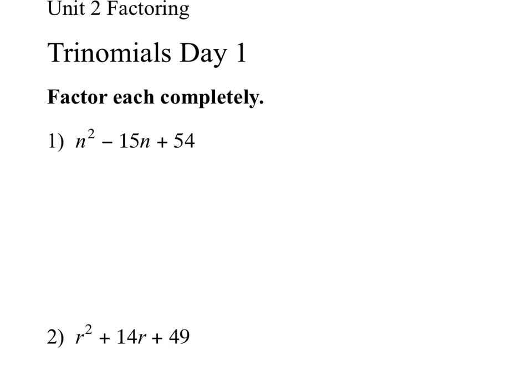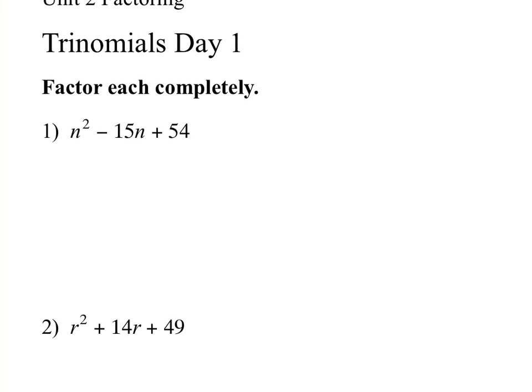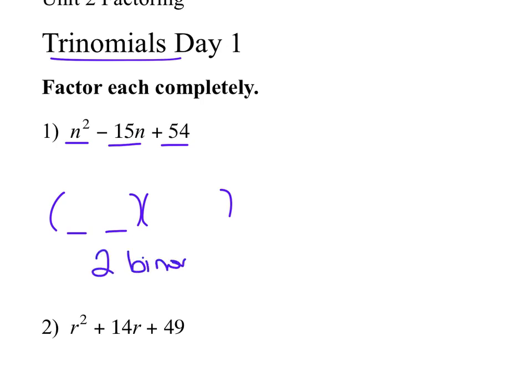All right, so today we are factoring trinomials. A trinomial has three terms. So in this case, 1, 2, 3 terms. And when you multiply, the only way to get three terms from something that's factored is you're going to have two binomials. So basically, in the end, we're going to have two binomials as our answer.